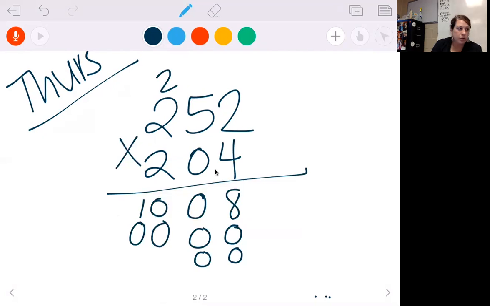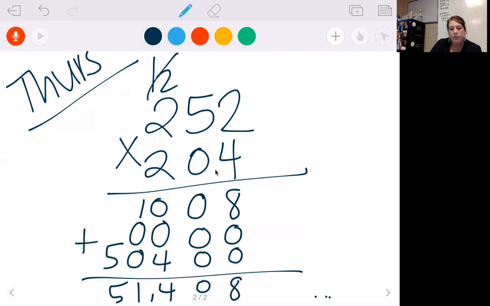2 times 2 is 4. 2 times 5 is 10. Carry your 1. 2 times 2 is 4, plus 1 is 5. Okay, then let's add it all up. 8, 0, 4, 1, 5. It's a pretty easy one. We get 51,408. Okay.